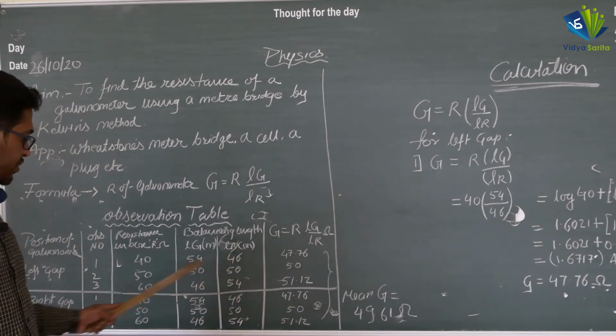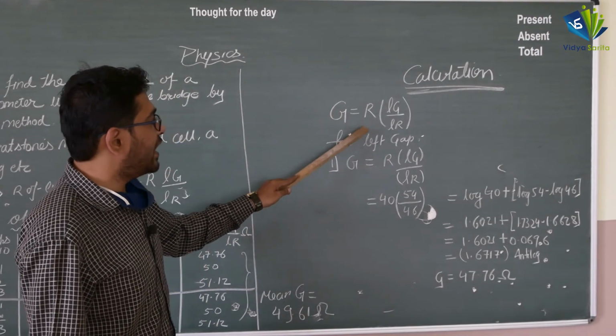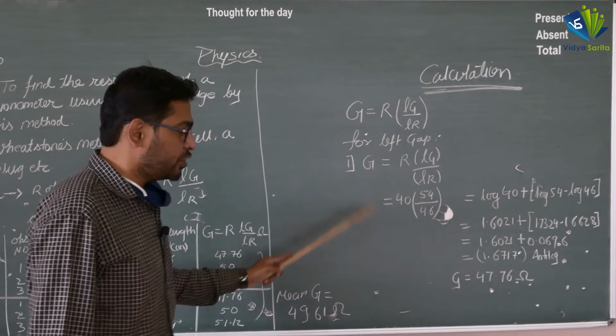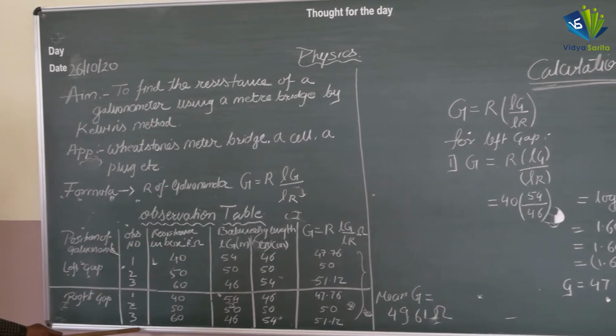Now for this calculation I will show you here. The formula for this we have is G is equal to R into LG upon LR. For the left gap, first one, you need to find G for all 6. You need to find for all 6 calculations.